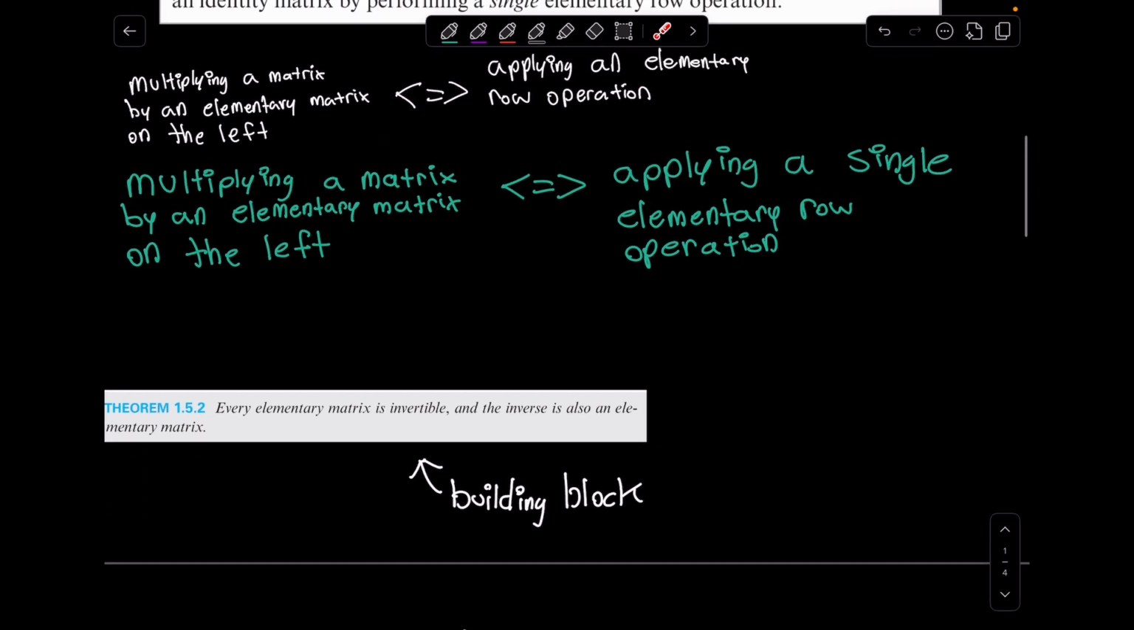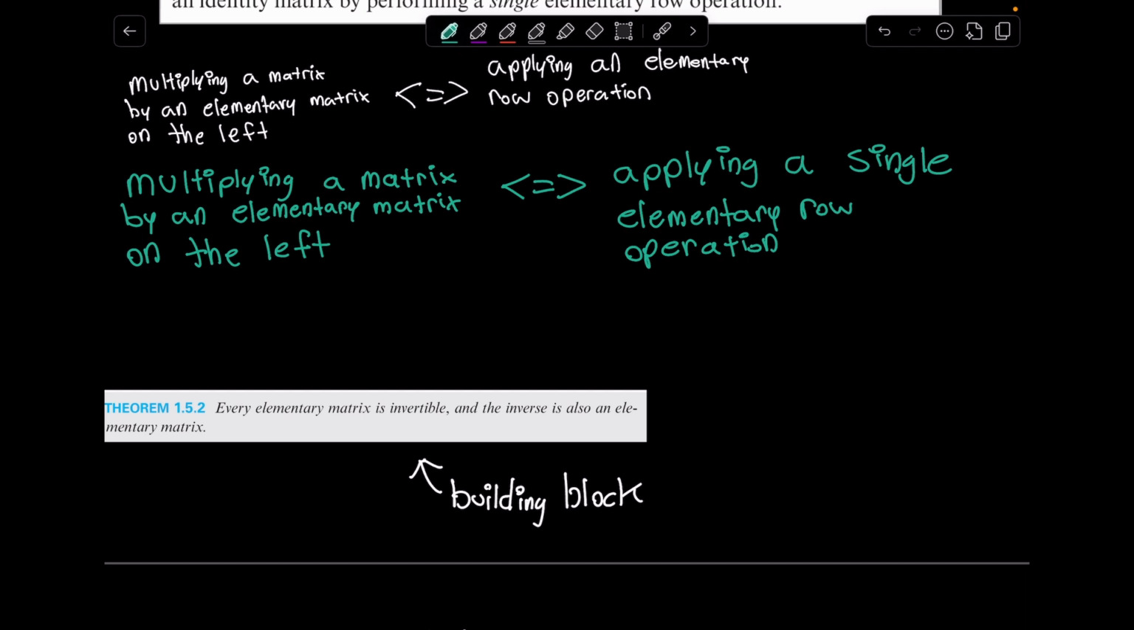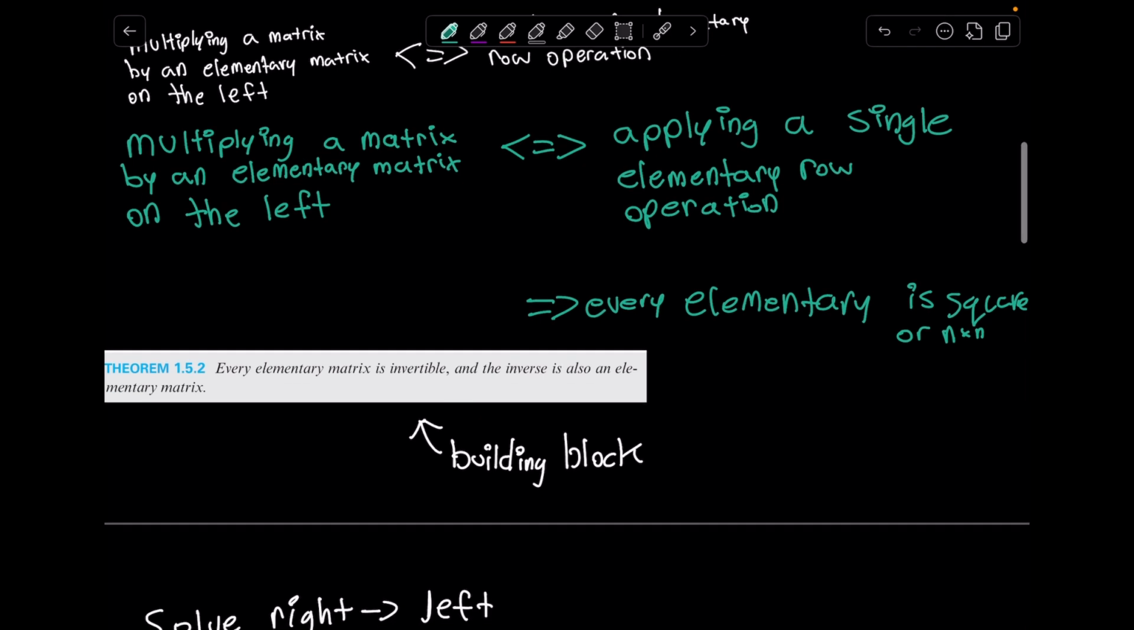Right here, every elementary matrix is invertible, and the inverse is also an elementary matrix. Not important at the moment, but that is a building block for the future. But this does imply that every elementary matrix is square. So you can write that as square or n by n. Even if you have, say, a 4 by 3, your elementary matrix is still going to be square.